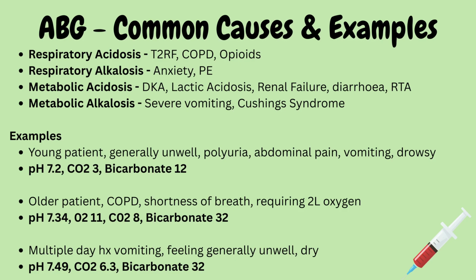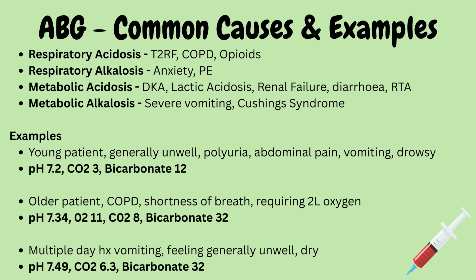Respiratory acidosis: pH goes down and the CO2 goes up. That'll be like a type 2 respiratory failure picture. Respiratory alkalosis: pH goes up and the CO2 goes down. That'll be things like PE and anxiety attacks. Metabolic acidosis: the pH is going to go down and the bicarbonate's going to go down. And as we said, that can be a raised anion gap metabolic acidosis or a normal anion gap metabolic acidosis. But the big ones here are going to be lactic acidosis, DKA, and renal failure.